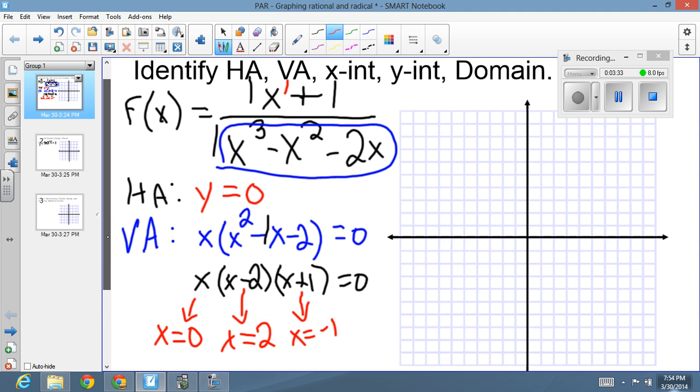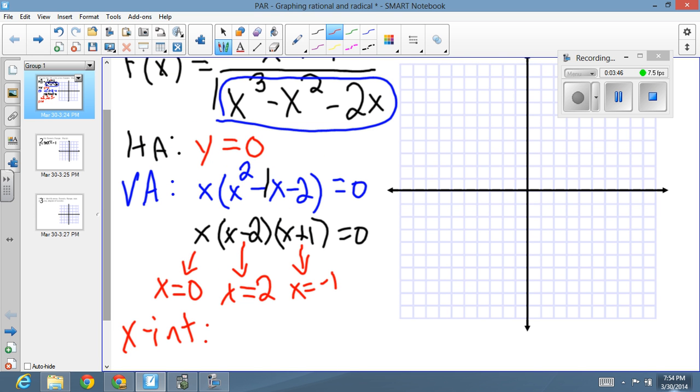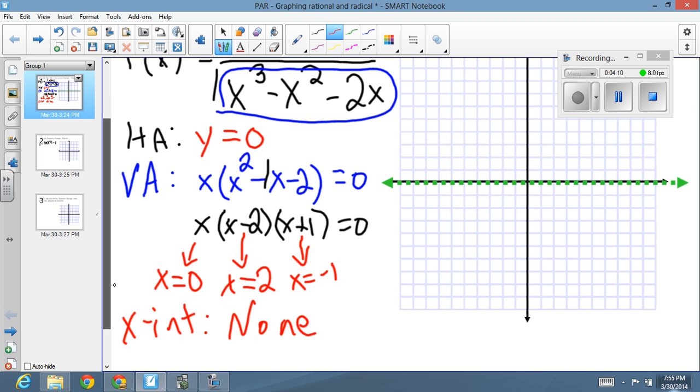For an x-intercept, an x-intercept is when the y value equals 0. In this case, if you think about where my horizontal asymptote is, which we already decided was at y equals 0, that means the graph itself is not going to cross over. So my x-intercepts are going to be none, because I'm not going to cross the x-axis.